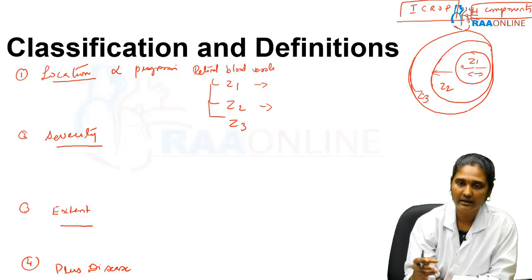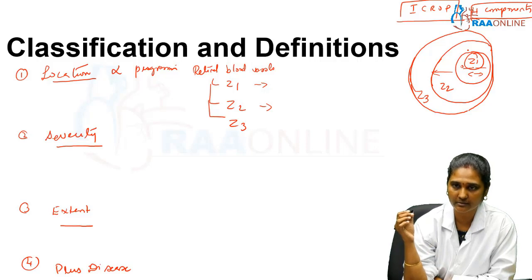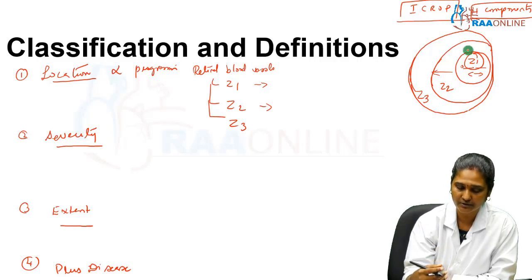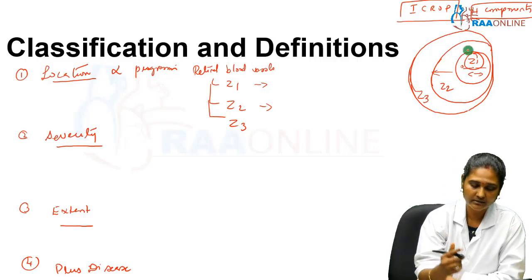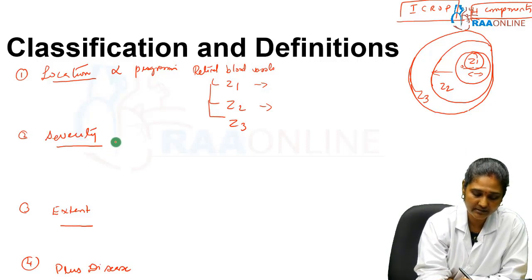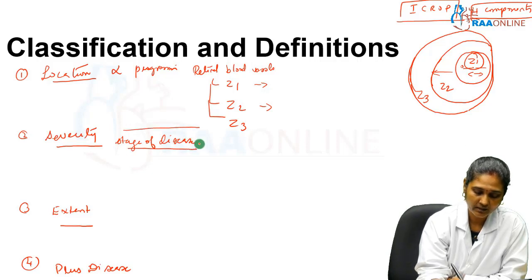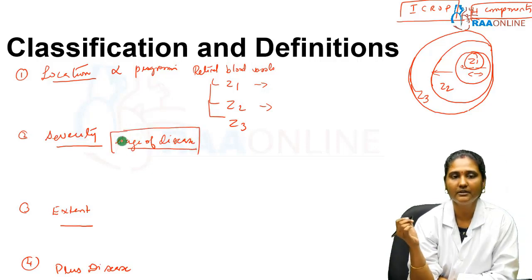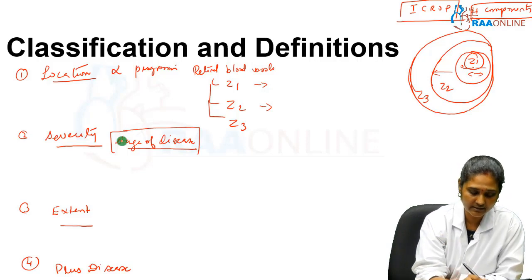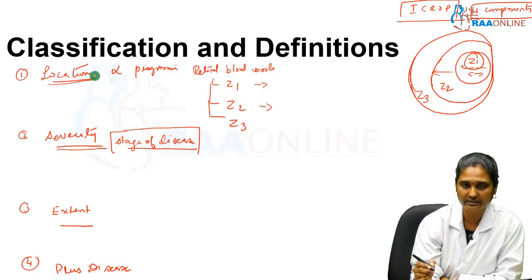So zone 1, as you can see from the figure itself, is more severe compared to zone 3. Based upon the progression of the retinal blood vessels, it is classified into 3 zones. And severity actually tells about the stage of the disease, whether the disease is at the minimal level or at the maximal level. So the severity tells about the stage of the disease.